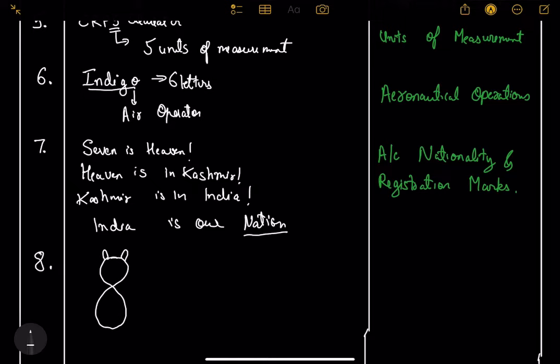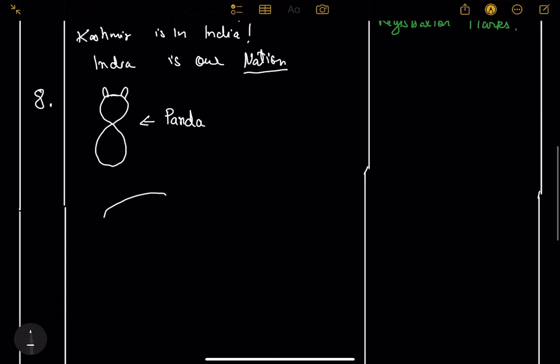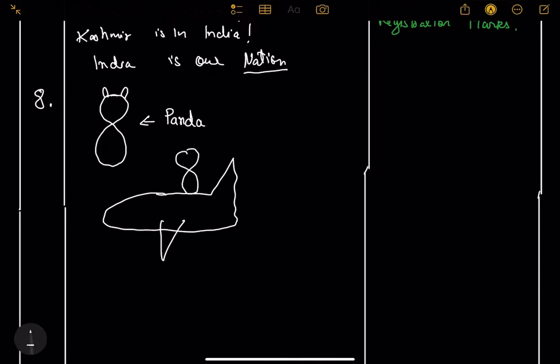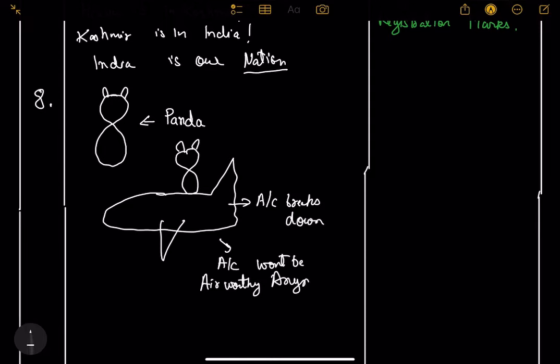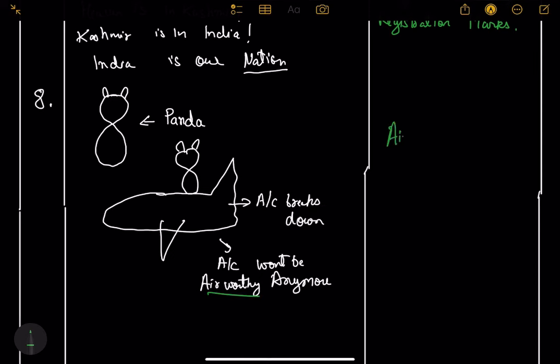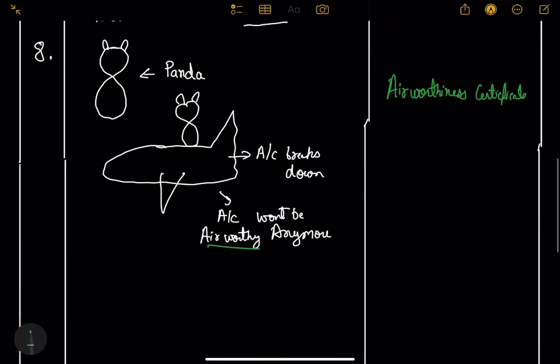Now making the figure of 8 for annexure 8, if I make these changes, what does it look like? It looks like a panda. Now if I draw an aircraft and make this panda sit above my aircraft, what will happen? My aircraft will break down. If this big panda sits on an aircraft, it will break down. What can we say? The aircraft won't be airworthy anymore. So annexure 8 is the airworthiness certificate.